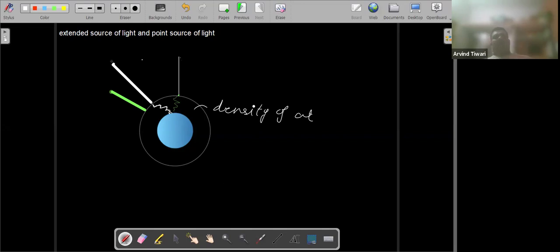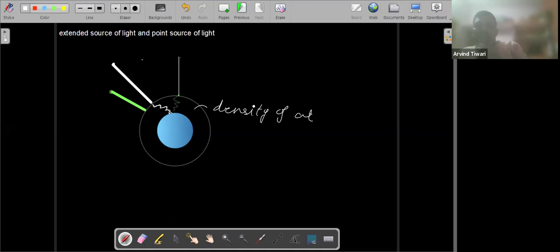Now again, what happens with the extended sources of light? Here also you have fluctuations. Sometimes you receive a smaller amount of light coming to your eye and sometimes a larger amount of light. But the variation in the intensity of light is very small in both cases. So for the extended source of light, our eyes are unable to observe, unable to monitor those small changes in the intensity of light. Right?